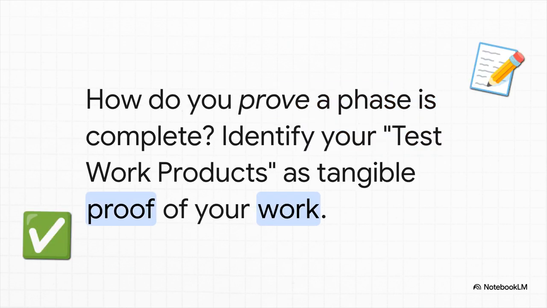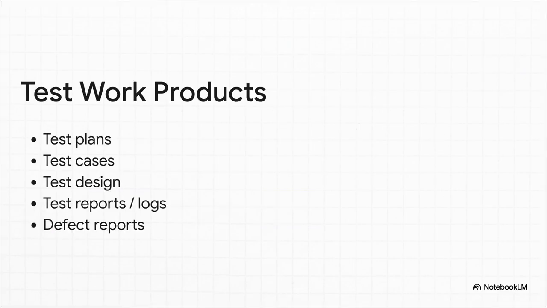Step 3 is all about accountability. It answers a simple question. How do we prove that a testing phase is actually complete? And you do that by identifying your test work products. These are the real, tangible things, the deliverables, that prove the work isn't just started, it's finished, and it's finished correctly. And we're not talking about abstract ideas here, we're talking about real documents.